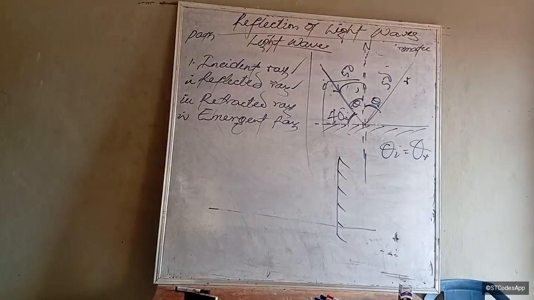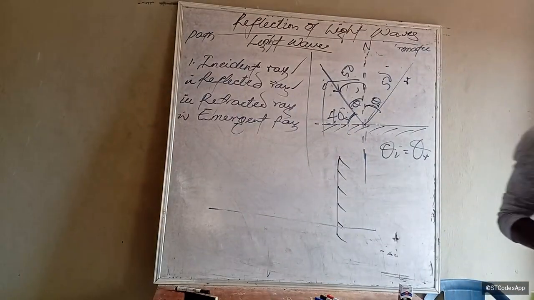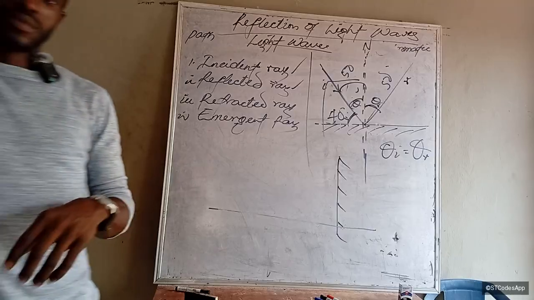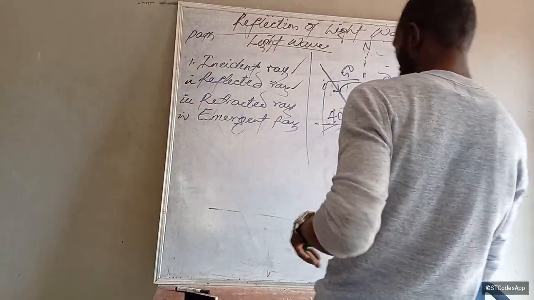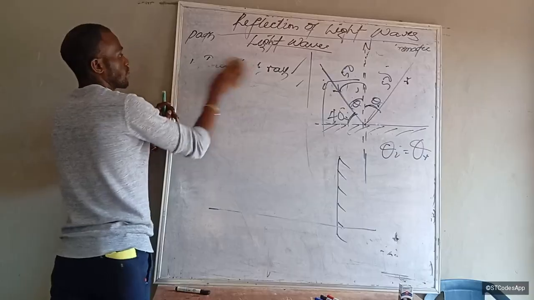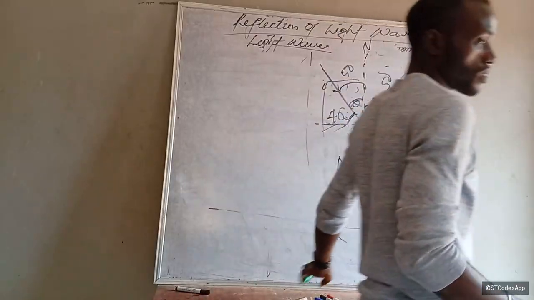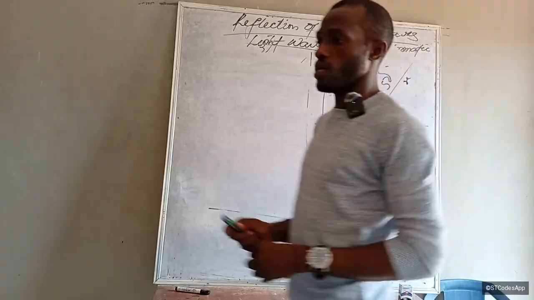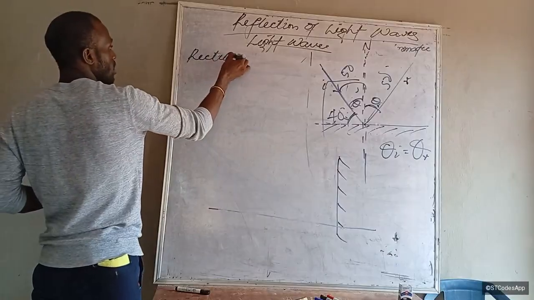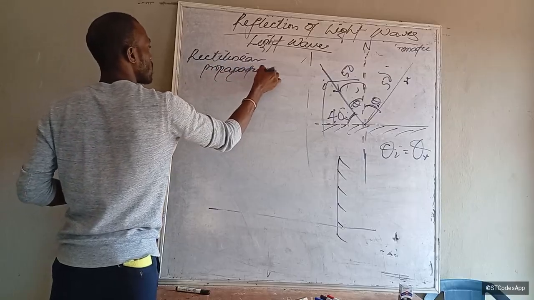The phenomenon is called rectilinear propagation of light. The phenomenon where light travels in a straight line is called rectilinear propagation of light.